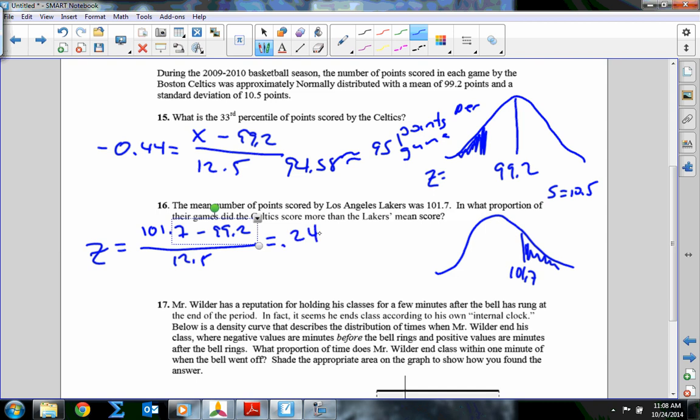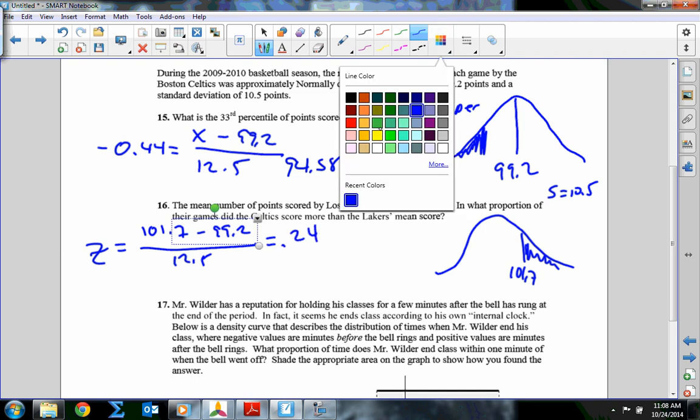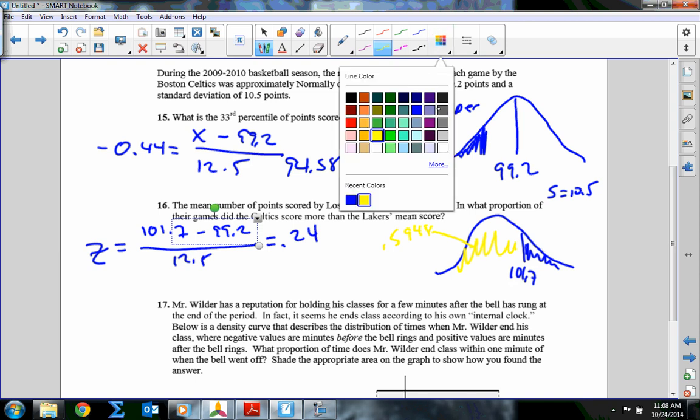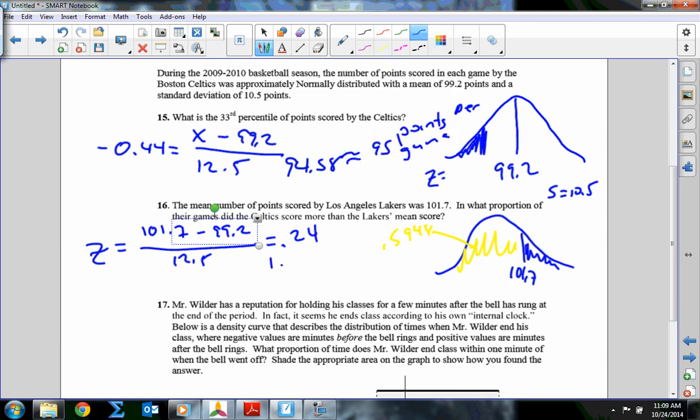0.24. I'm going to look it up on my table, and the table is giving me this stuff with a value of 0.5948, but I want the blue shaded in, so I'll do 1 minus the 0.5948, and that's going to be 0.4052, or 40.52%. But it said proportion, so I didn't need to change it to percent.